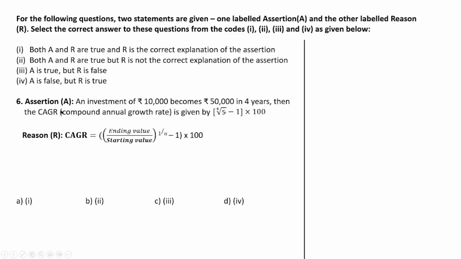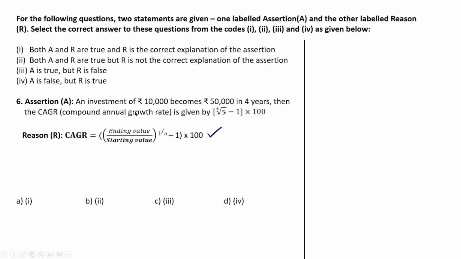The next question we have, assertion: an investment of rupees 10,000 becomes rupees 50,000 in 4 years, then the compound annual growth rate is given by 4th root of 5 minus 1 into 100. So here we have to check whether the assertion is true or not. The reason they have given: compound annual growth rate equals ending value upon starting value, the whole raised to 1 by n, minus 1 into 100. We are familiar with the formula for compound annual growth rate. So here the reason is true.